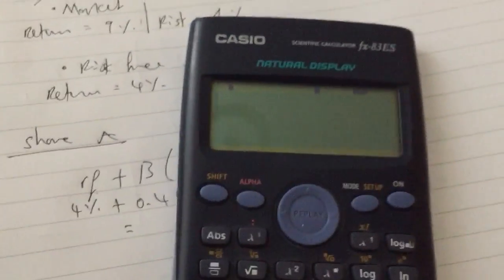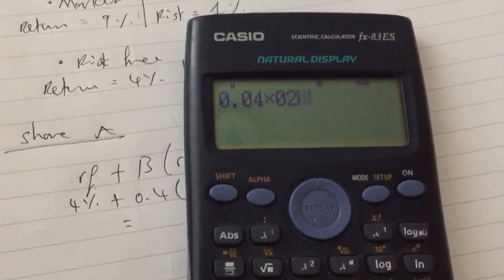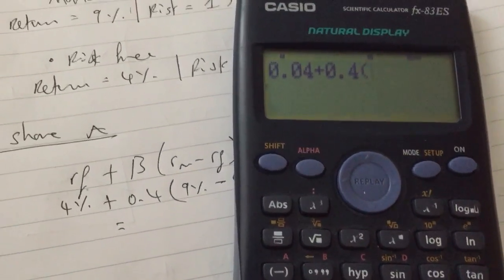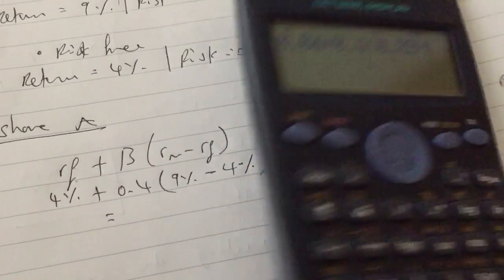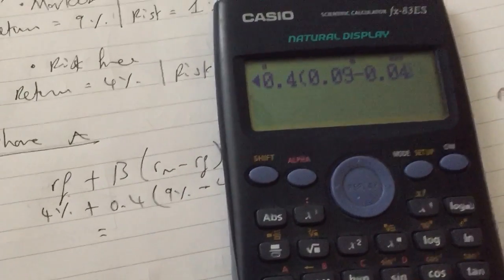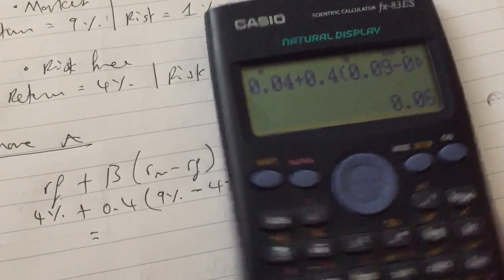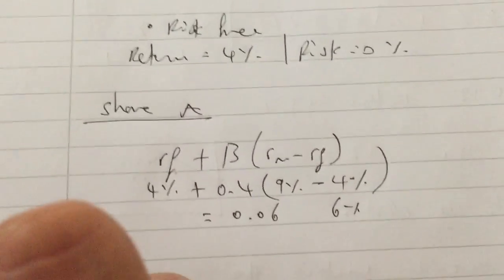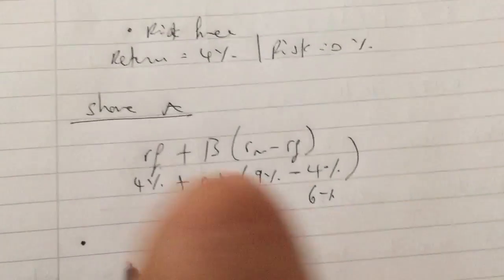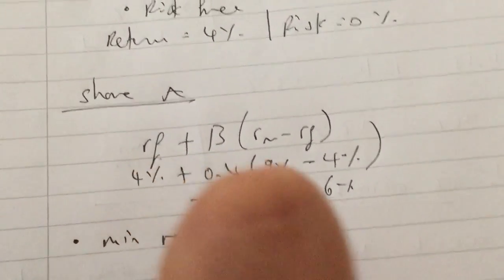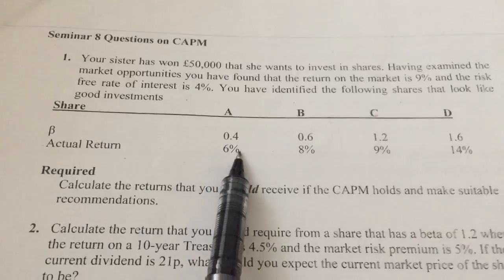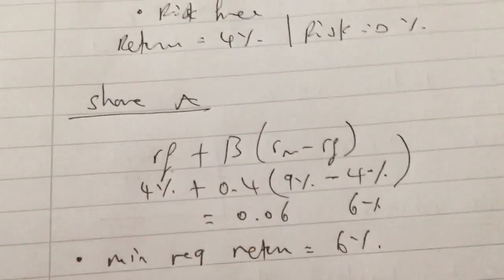So sub it into the calculator: 4%, so 0.04, plus 0.4 beta multiplied by 9%, 0.09, minus 4%, 0.04, equals 0.06, which equals 6%. So what have we worked out? From this formula, we've worked out that the minimum required return equals 6%. What have they given us? They've told us that the actual return is 6%.